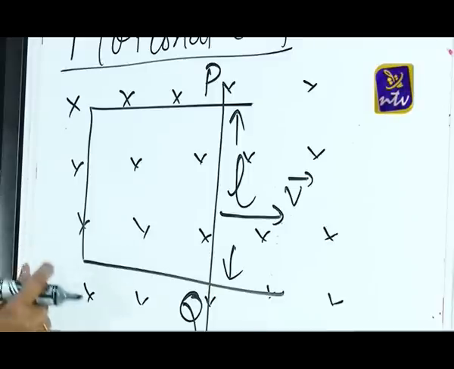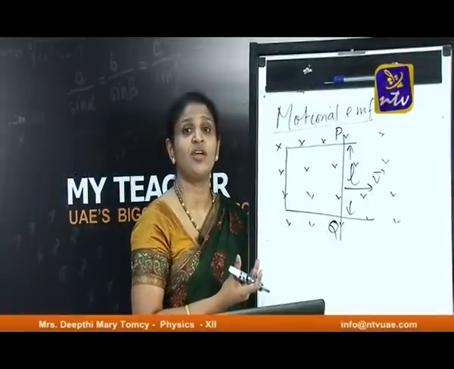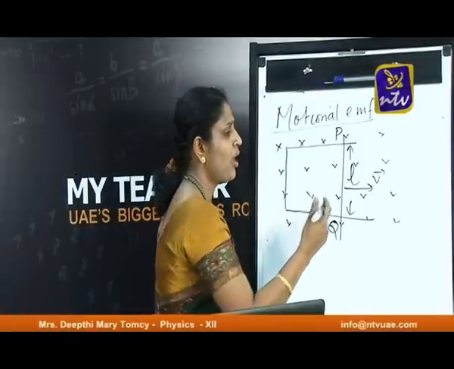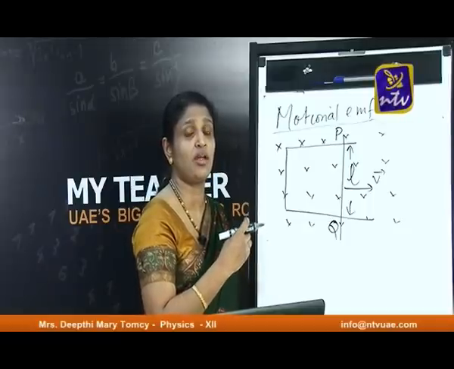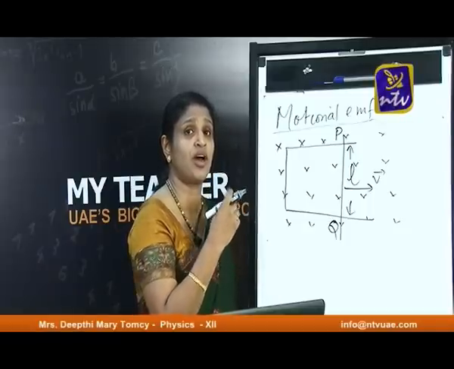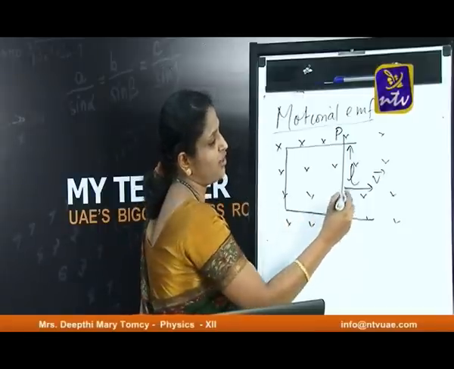So this is an example where, when you change the area, the magnetic flux gets induced in the coil. A magnetic EMF will be induced, or current will be flowing if the circuit is closed, because of the change in magnetic flux.